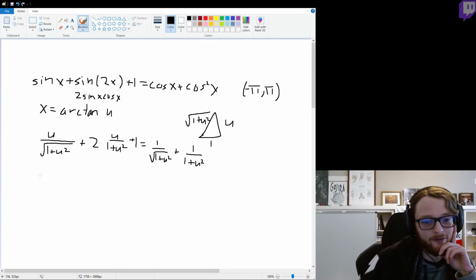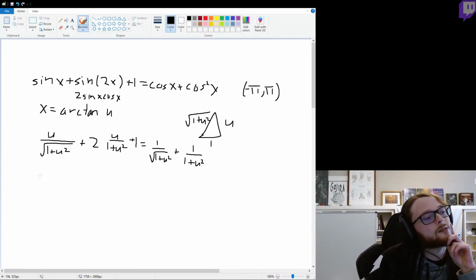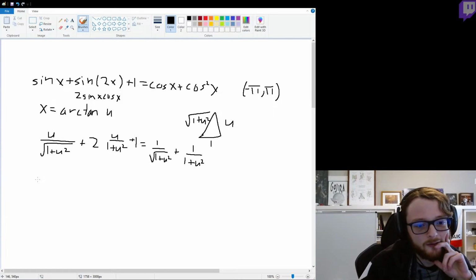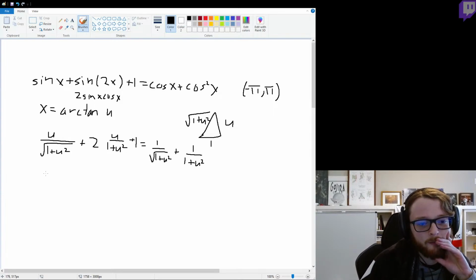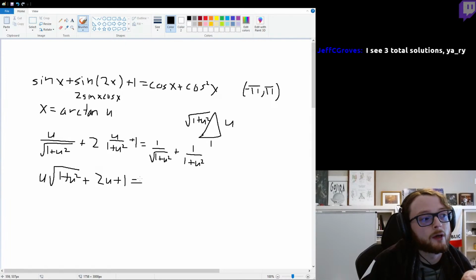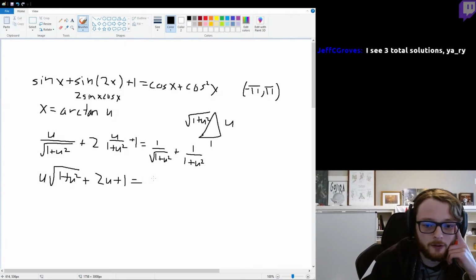So I would like to multiply through something and get rid of the denominators. Do I have to multiply by 1 plus u squared to the 3 over 2, though, to actually get rid of things in a meaningful way? Well, no. If we just multiply it by 1 plus u squared, we get u root 1 plus u squared plus 2u plus 1. And 1 plus u squared is never equal to 0, so we're okay.